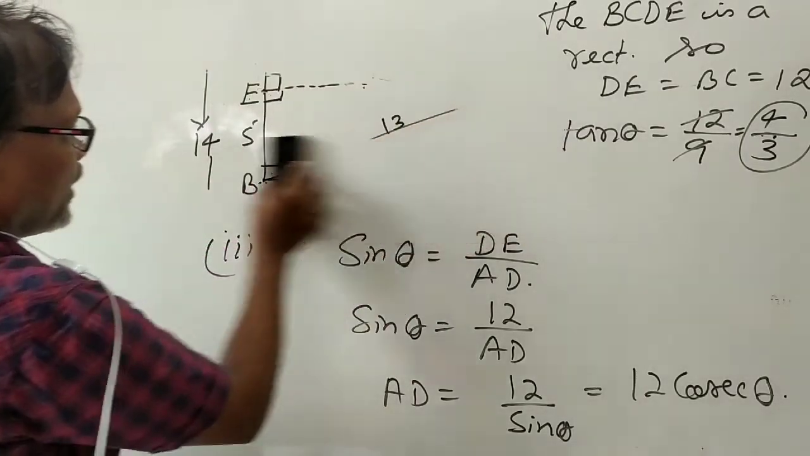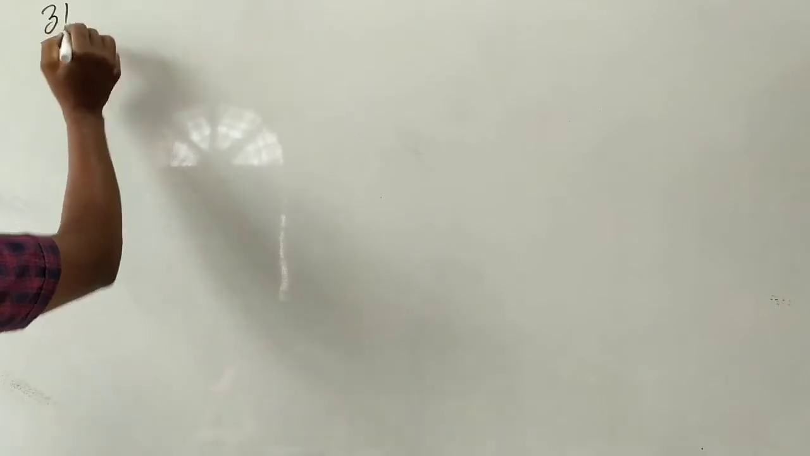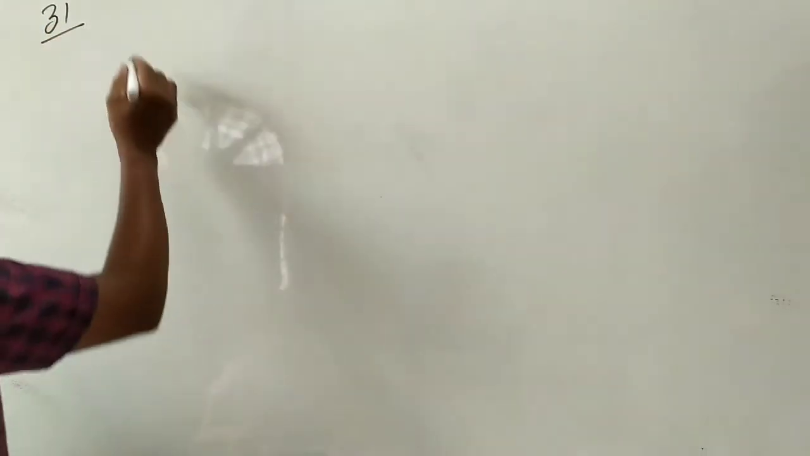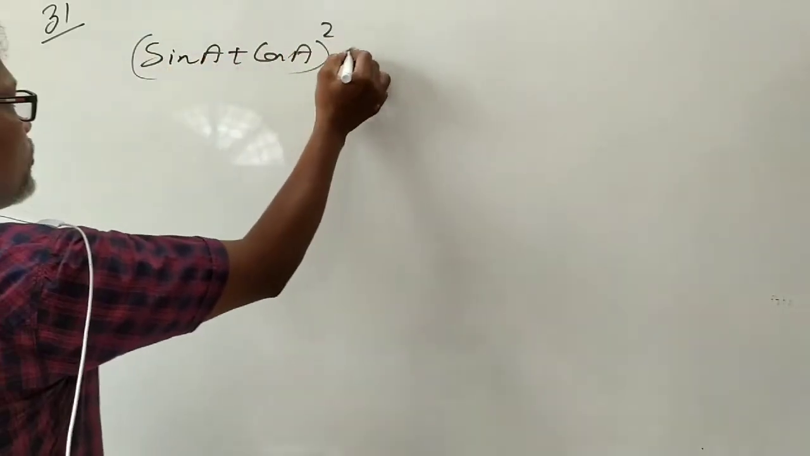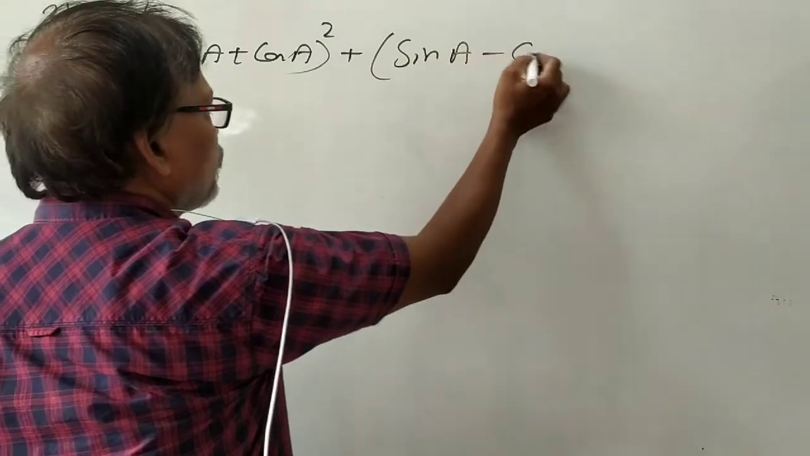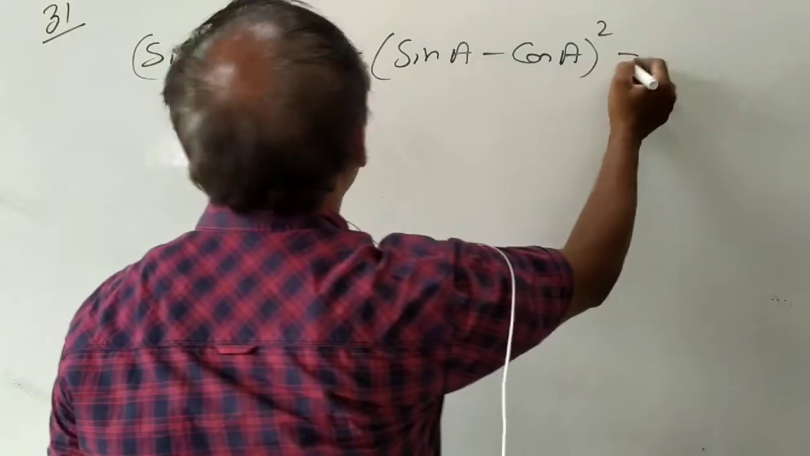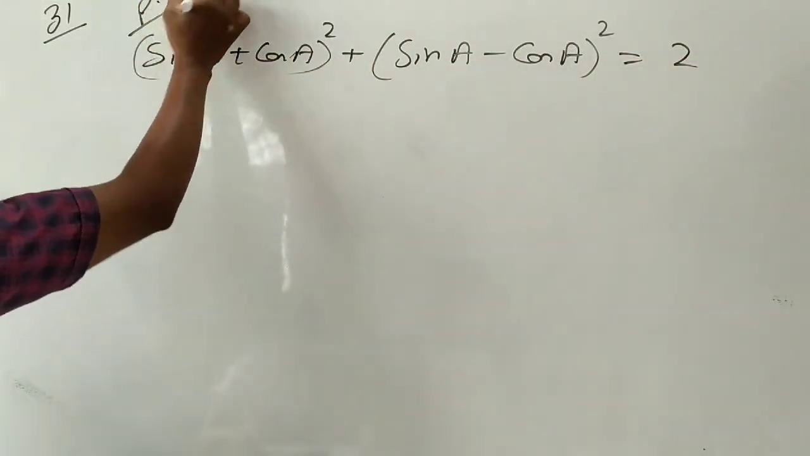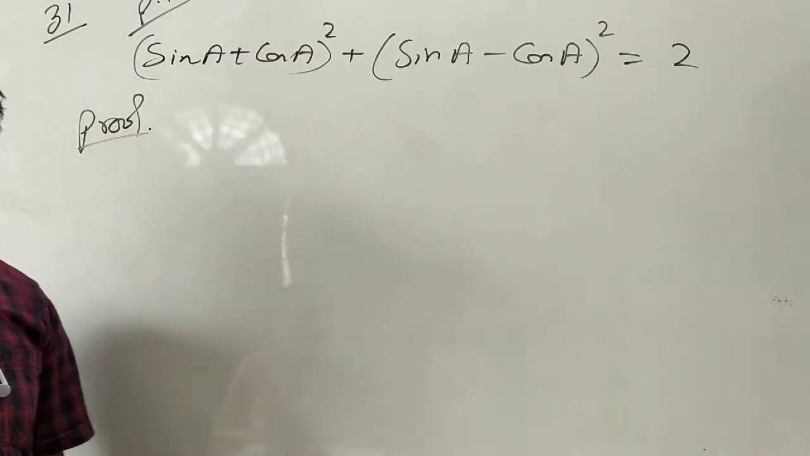Then one question I will tell you again of the proof. In this you have to show, like question number 31, that sin A plus cos A whole square plus sin A minus cos A whole square is equal to 2. Prove that. How to show it?